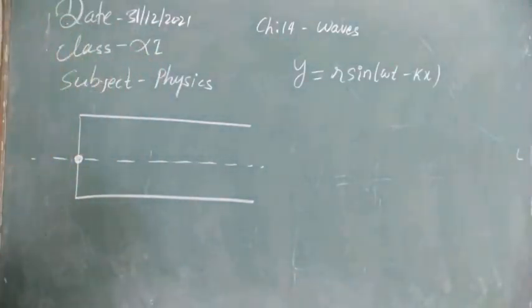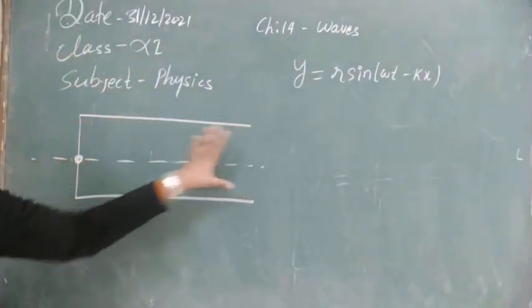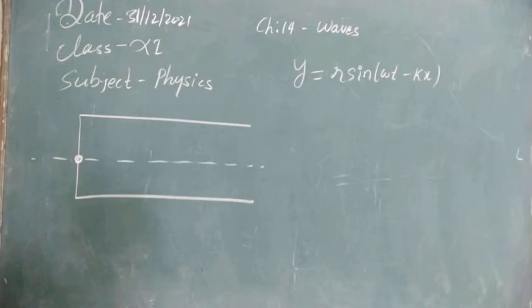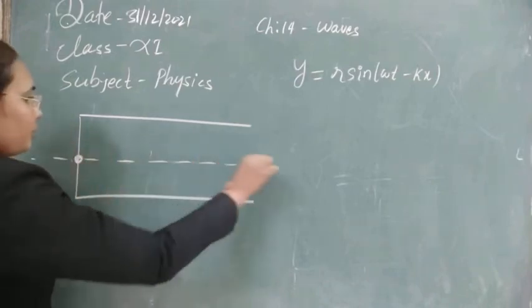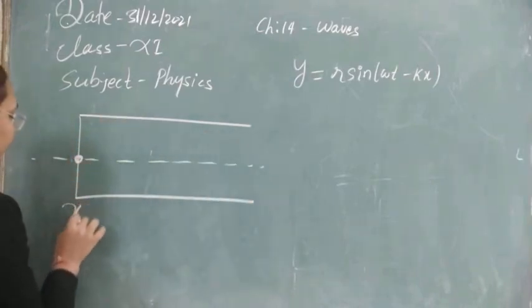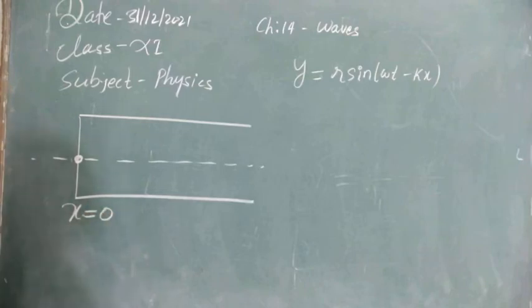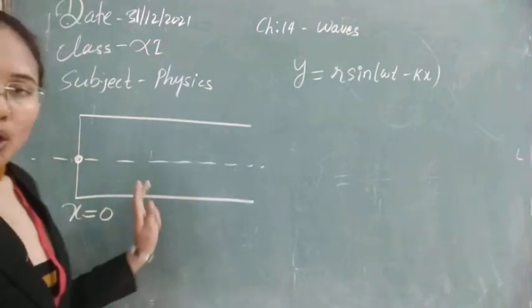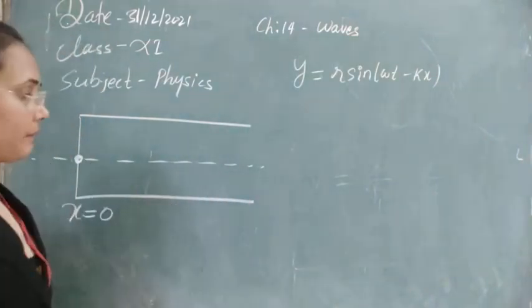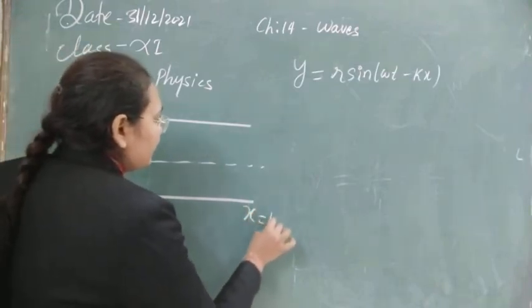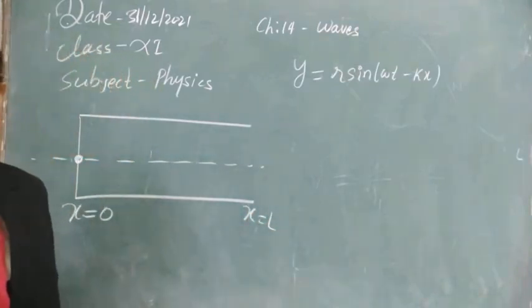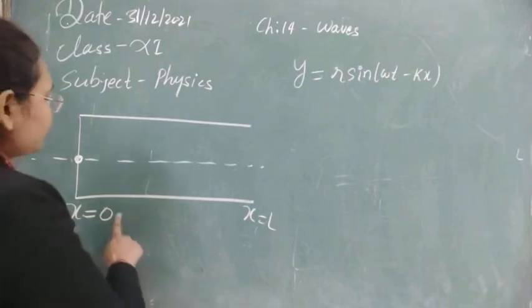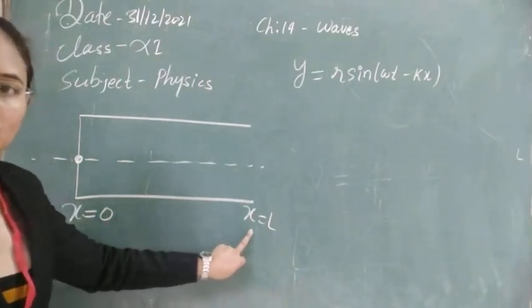Here, as this is open at one end and closed at the other end, as we have just drawn the x-axis and y-axis, you can take this end as x equal to 0, and if the whole length of this organ pipe is L, this end will be x equal to L. In coordinate form you can write x equal to 0 and x equal to L.